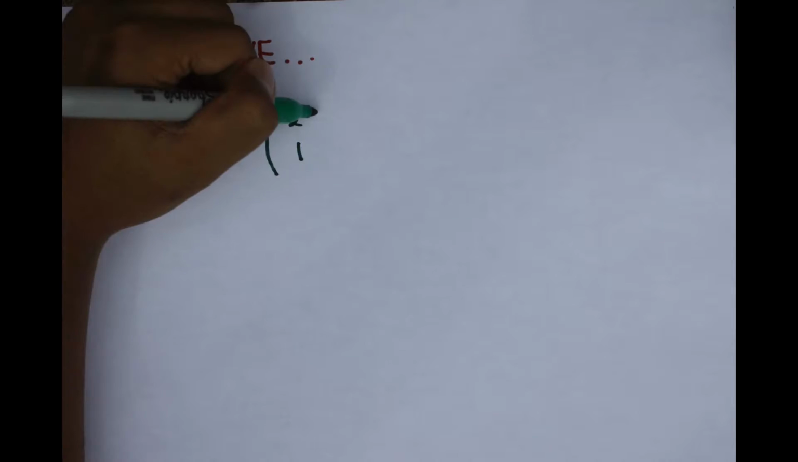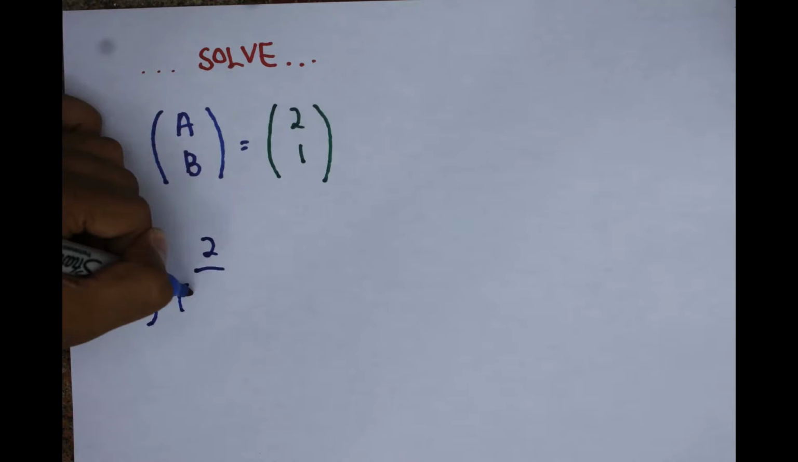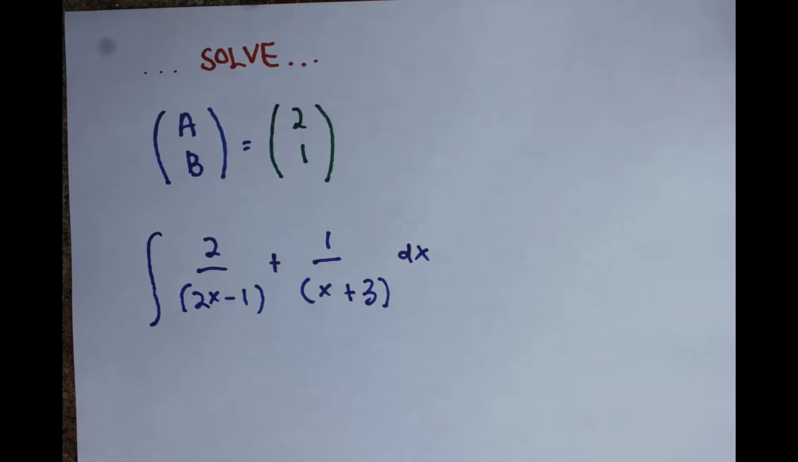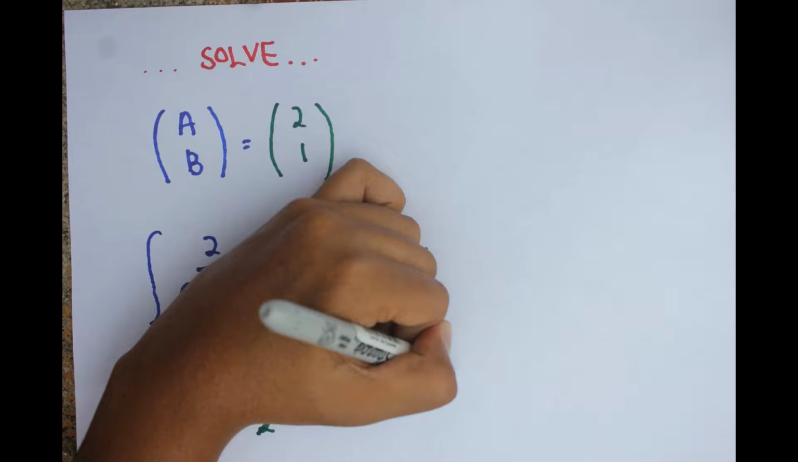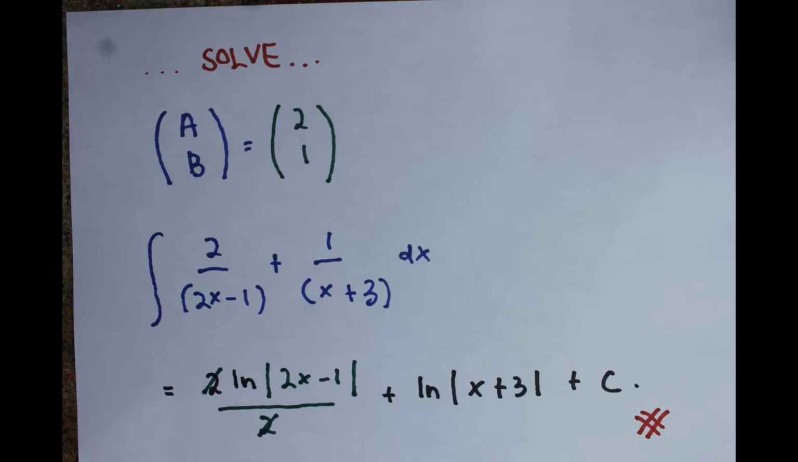Substitute x equals 1 over 2 and x equals negative 3 into the equation. Upon doing so, you will get a equals 2 and b equals 1. As you can see, this is a lot easier to integrate than the more complex equation previously. Now the answer for this integration is ln modulus 2x minus 1 plus ln modulus x plus 3 plus c.